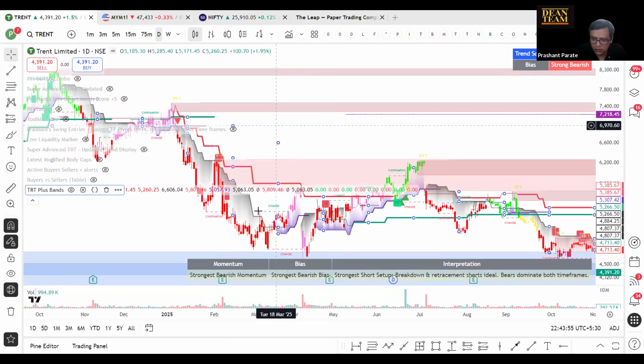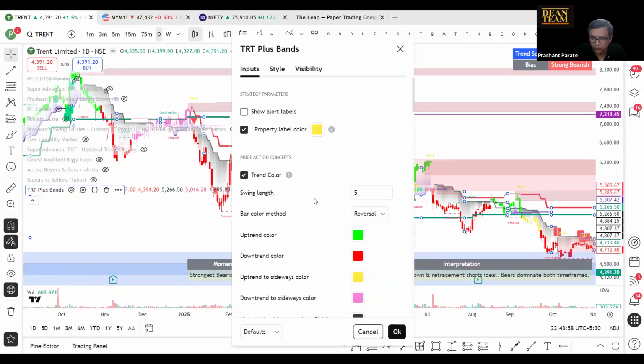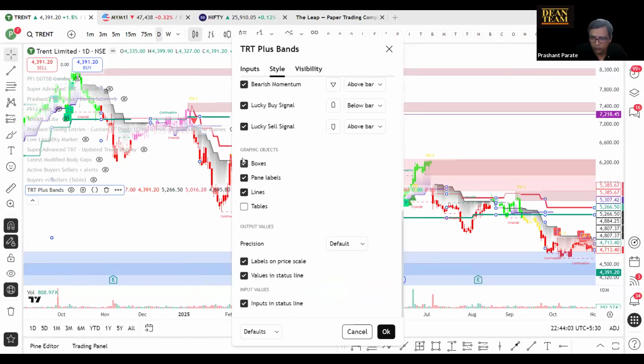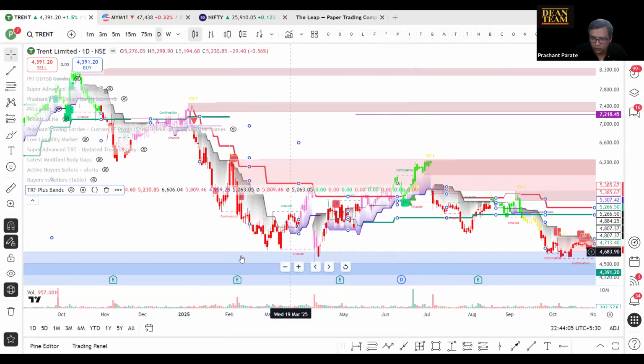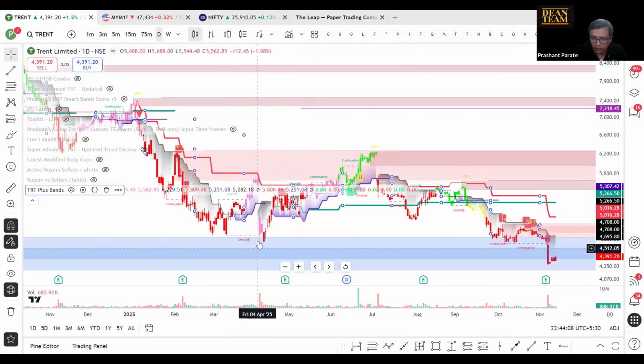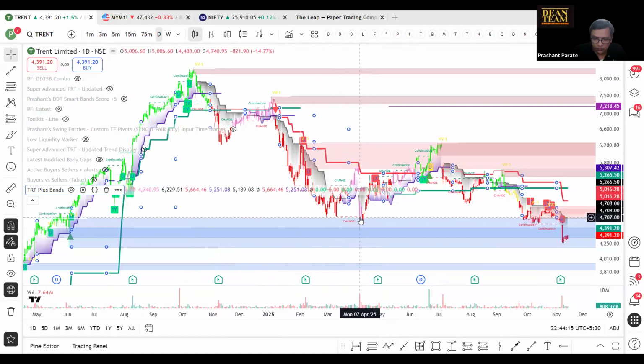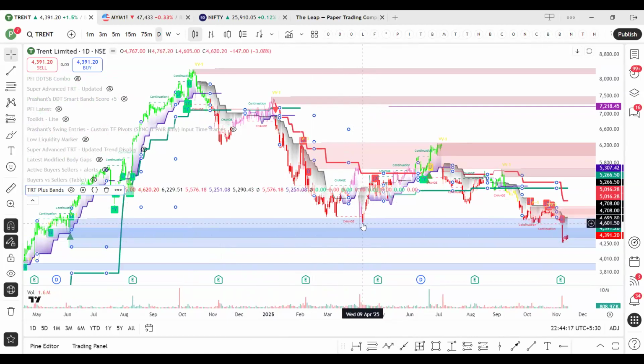Okay. Yes. And this is the chart of Trent. This is some buying area from the past, right? Is this a value area for you? Yeah, actually I bought here. I booked very good profit in 1 month. And then I exited. Then I didn't take the entry, but now I am willing to buy.